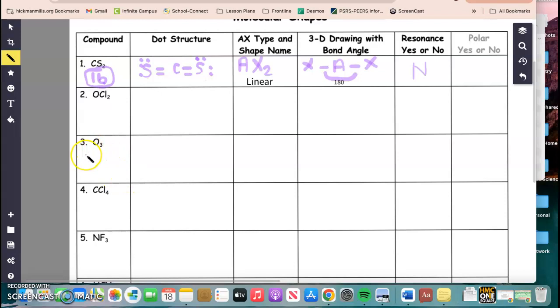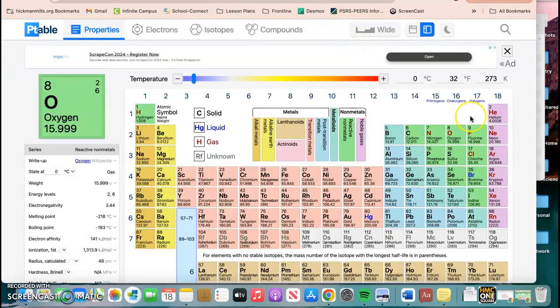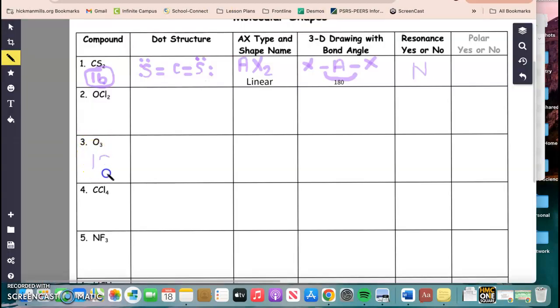For number 3, we have oxygen, which if we go to our periodic table, has 6 valence electrons. Well, 6 times 3 gives us 18 valence electrons to work with. So when we fill this in, I'm going to fill it in right here, kind of small. Okay, so I've used 4. All right, so we have 4, 5, 6, 7, 8, 9, 10, 11, 12, 13, 14, 15, 16, 17, 18.